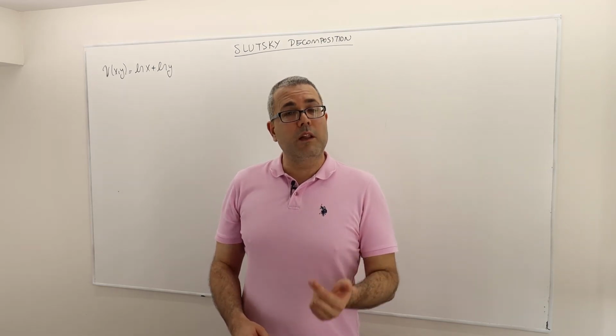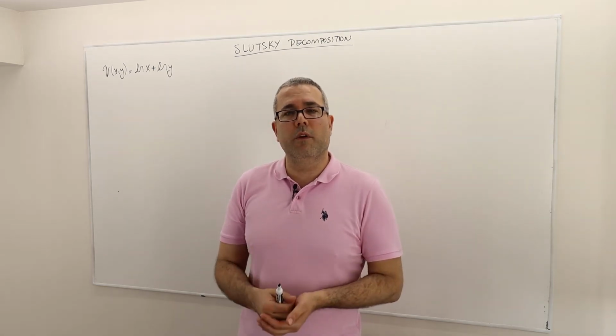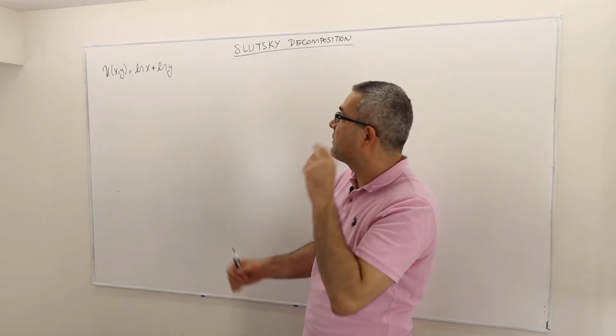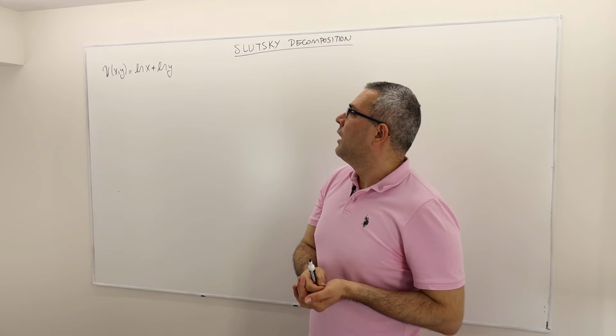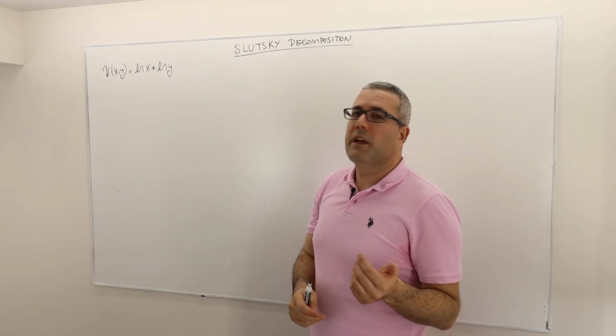Hi guys, welcome back. So now I am going to solve a numerical example for Slutsky decomposition. So let's assume that this is my utility function: U of xy is equal to ln x plus ln y.